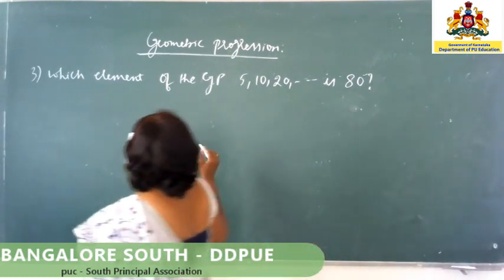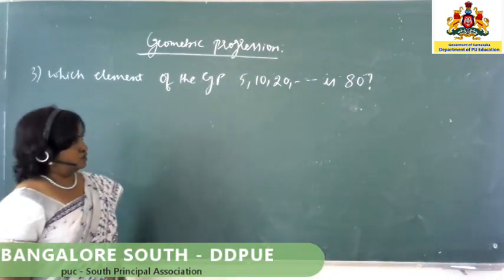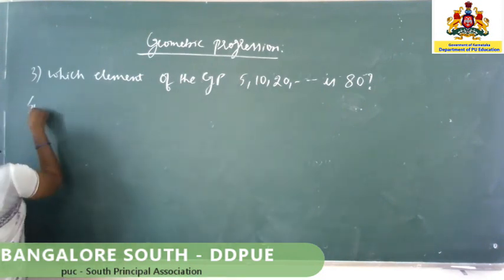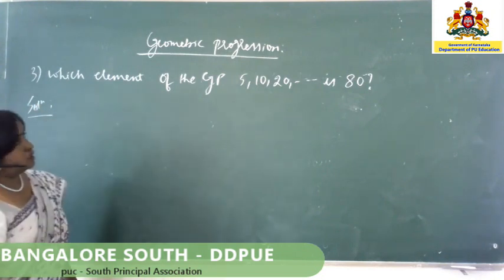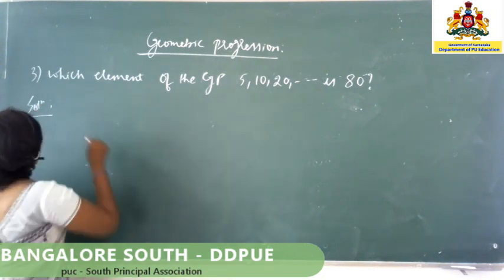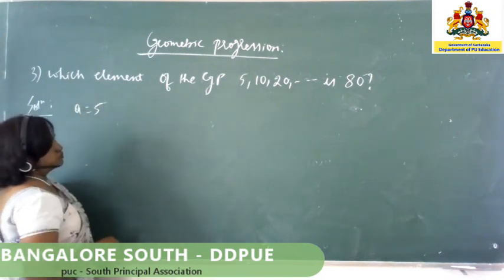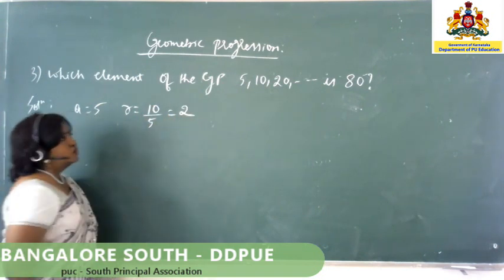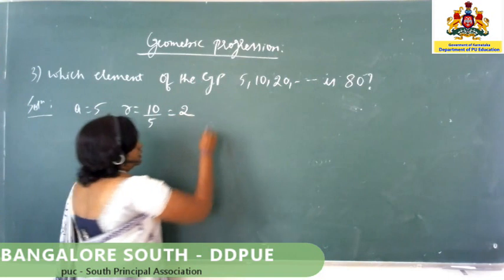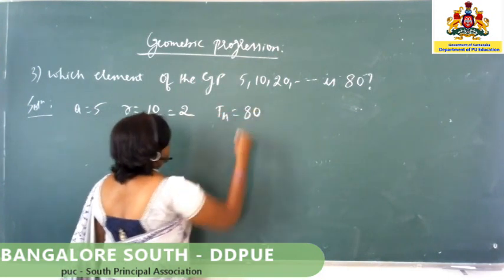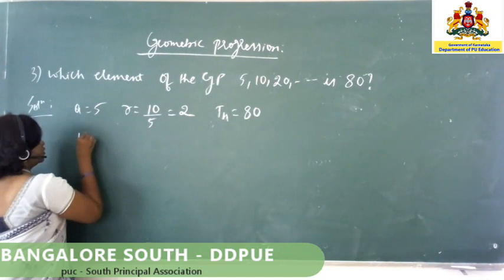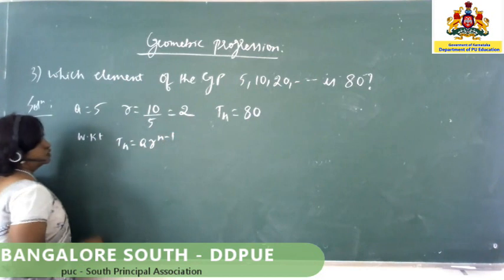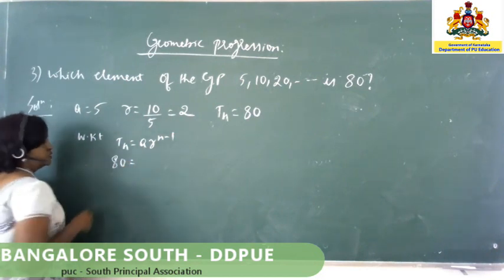Next is, which element of the GP 5, 10, 20 and so on is 80? You should find the n value here. A is given, A is 5. R is equal to 10 divided by 5, that is equal to 2. Tn is equal to 80. So we know that Tn is equal to AR to the power of n minus 1. Tn is 80, so I'll substitute.